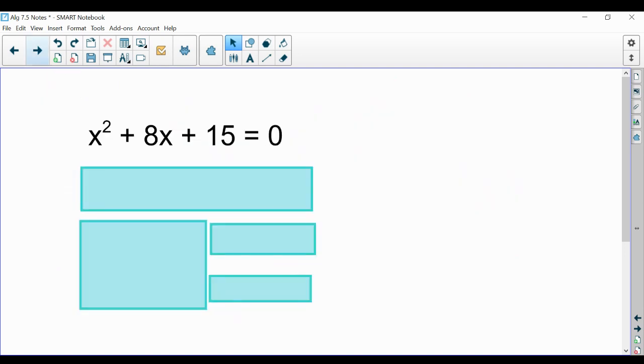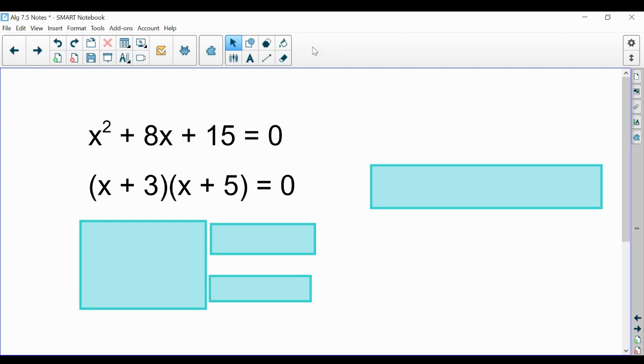Okay, so now we can take a look at the equation that we had, x squared plus 8x plus 15 is equal to 0, and realize that I can turn x squared plus 8x plus 15 into (x plus 3) times (x plus 5). Let me actually do this.